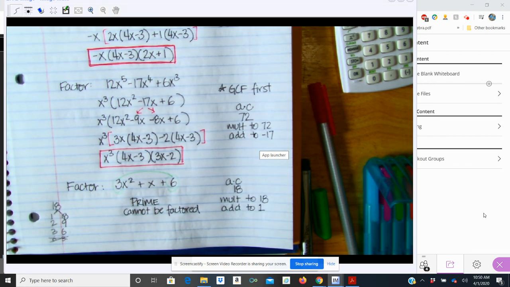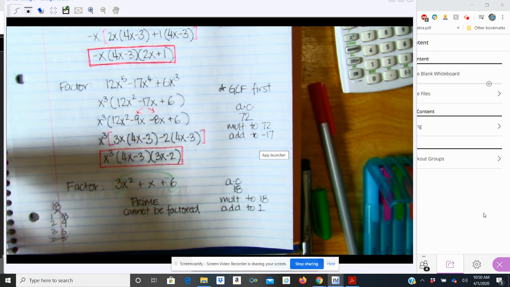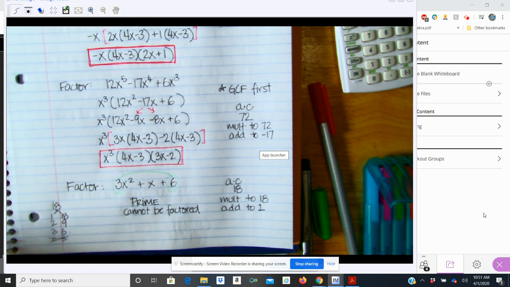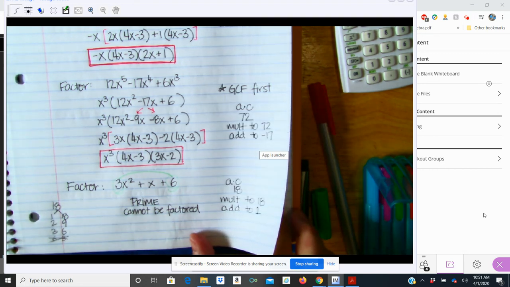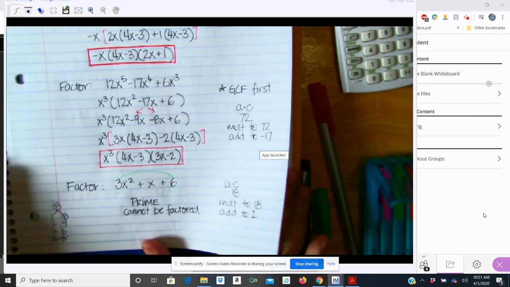Again, a reminder that not everything is factorable. Just because you've now learned to factor doesn't mean that it will apply to every problem. You are still going to get problems that are not factorable. Those are called prime.